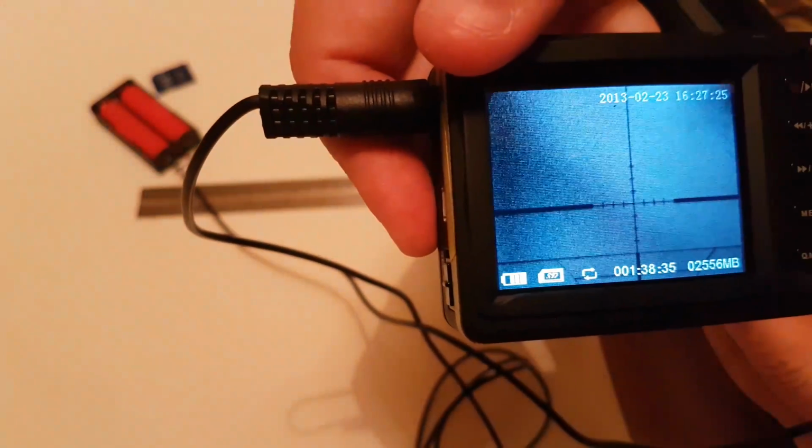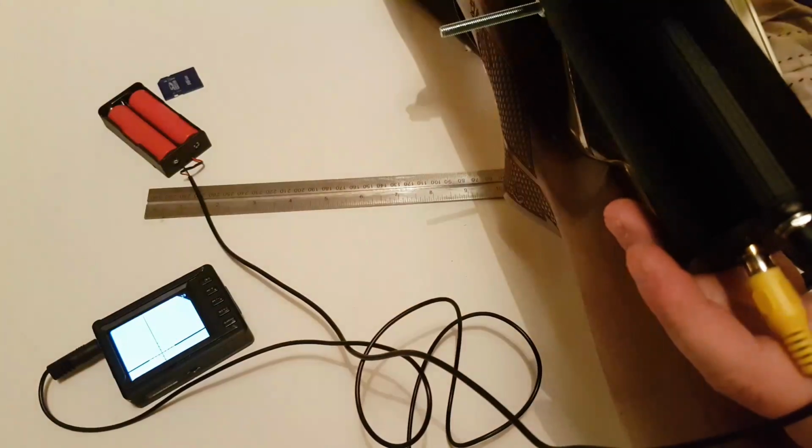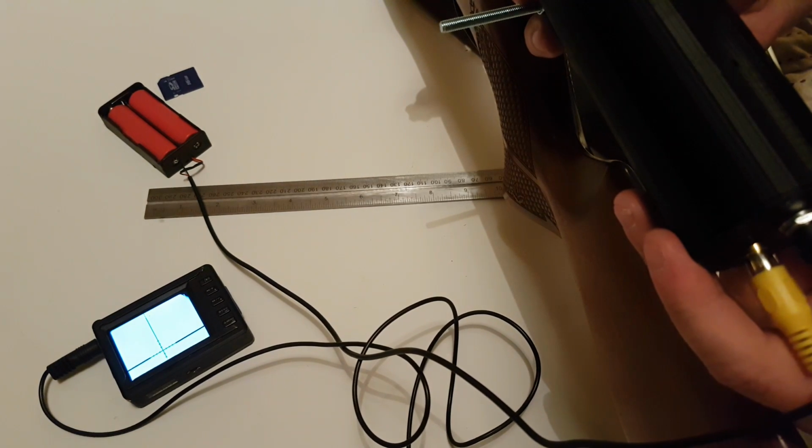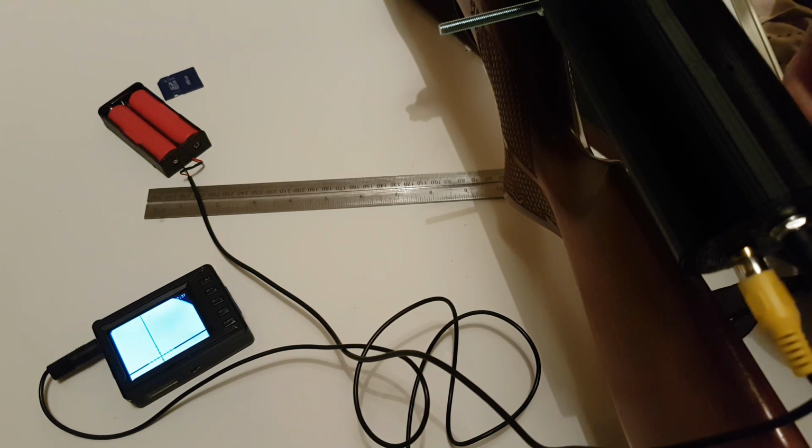The only final adjustment then is to make sure that your mounts are tightened up to the scope, but that's just a normal part of alignment. So there you go, that's how to sort out the focus.